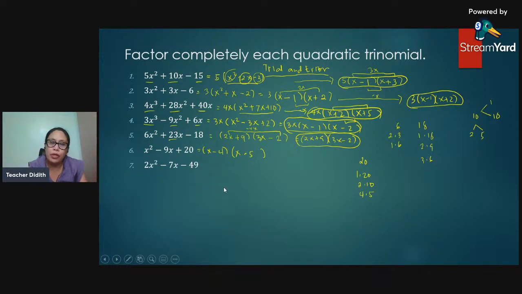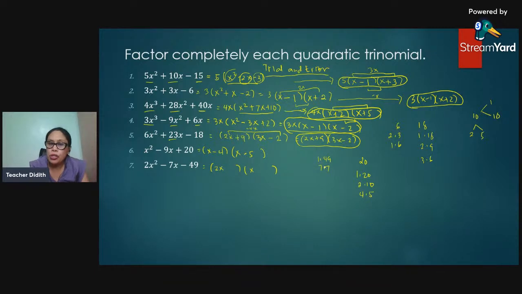So no common factor is observed among the three terms here. So we're going to work on trial and error again by considering the factors of the first and the last terms and compare that with the middle term. Since 2x squared, one is 2x, the other one is x, or vice versa. Now, this is negative 49, so the factors are positive and negative. Since it's 49, I guess we only have two pairs of factors: 1 times 49 and 7 times 7.